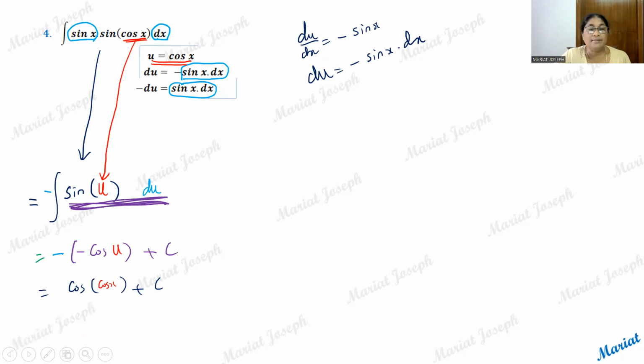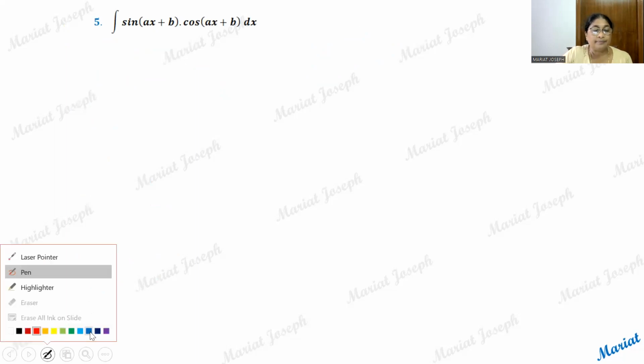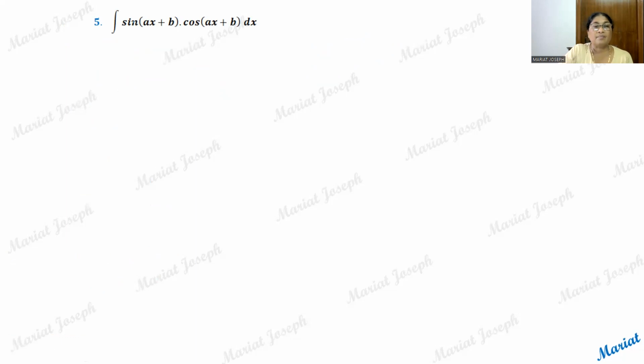Going to the next question. Question number 5. Sin of ax plus b into cos of ax plus b. Here, the substitution we will take as sin of ax plus b.